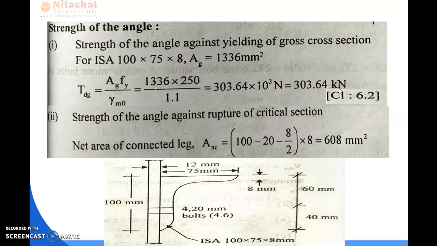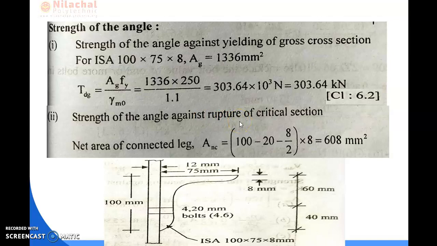So the strength of the angle section against yielding is equal to 303.64 kilonewton. So now comes the second strength calculation, which is the strength of the angle section against rupture.